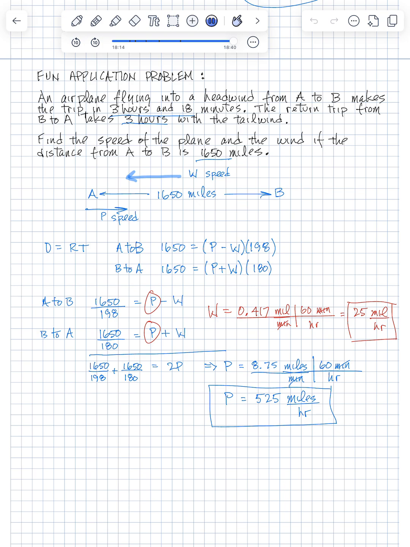So there's other kinds of problems that you solve like this. I think you'll have a boat in a river type problem. You may have another airplane problem. But as long as you set it up, they're pretty easy to solve. Just set it up correctly, and there you go. So that's it for 7.2.